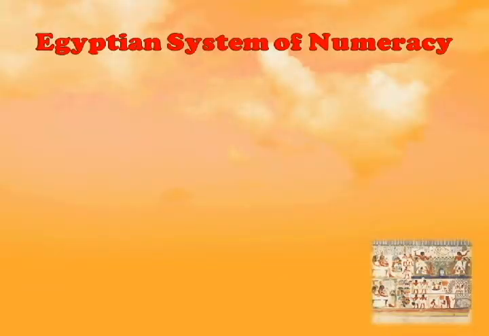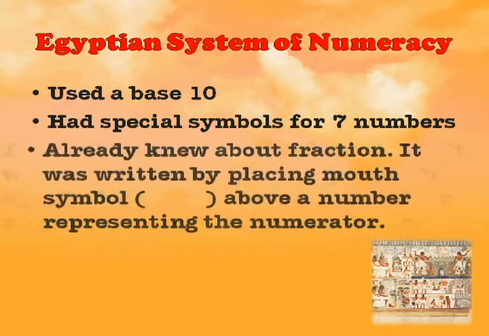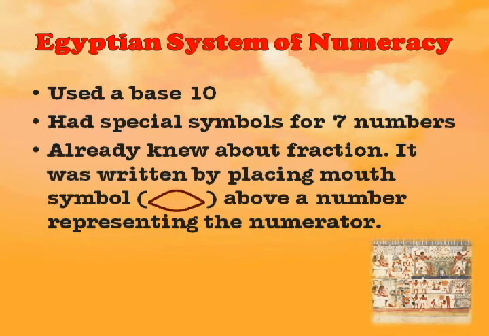Let's continue to the Egyptian system of numeracy. The people used 10 as a base number. It was considered as the total fingers in both hands. They had special symbols for 7 numbers. And also, they already knew about fractions. It was written by placing a mouth symbol above a number representing the denominator.